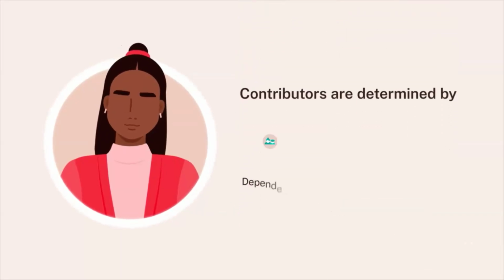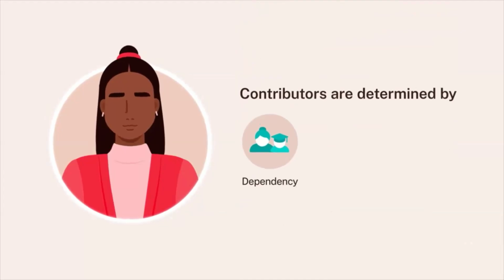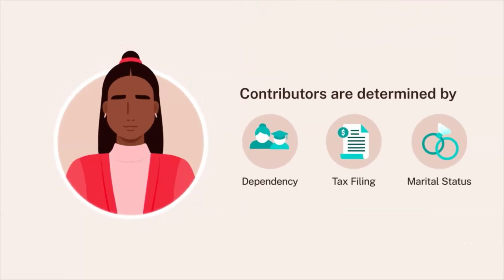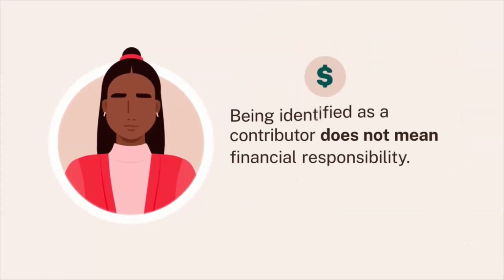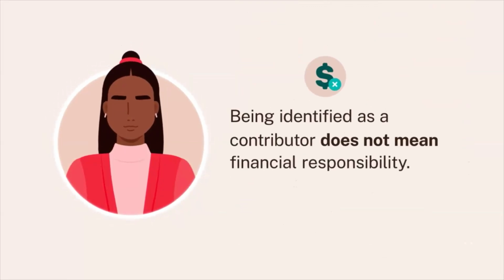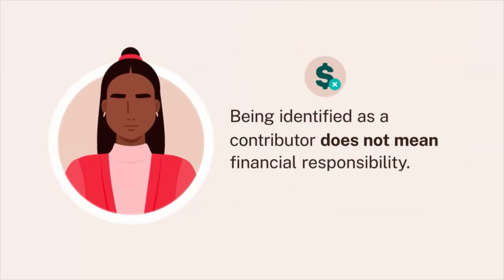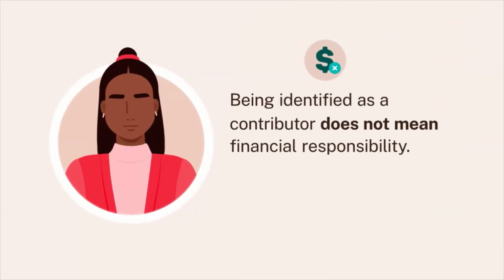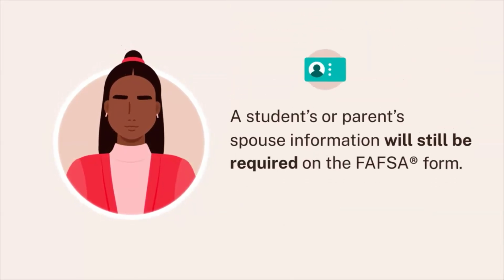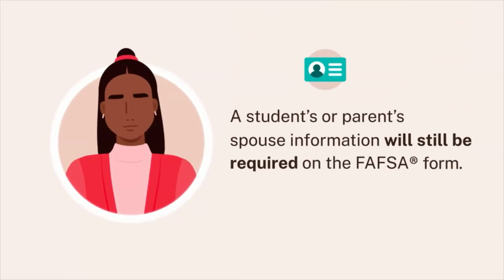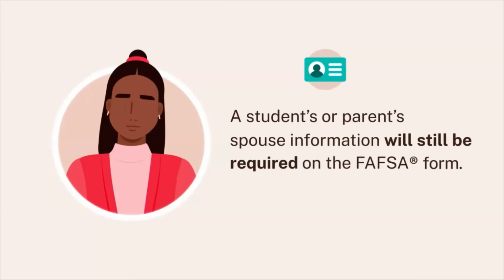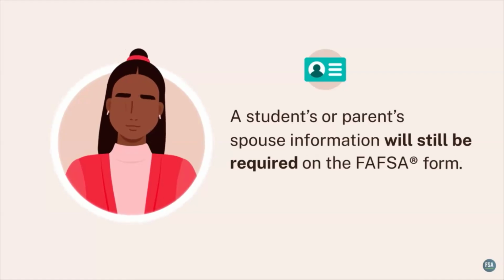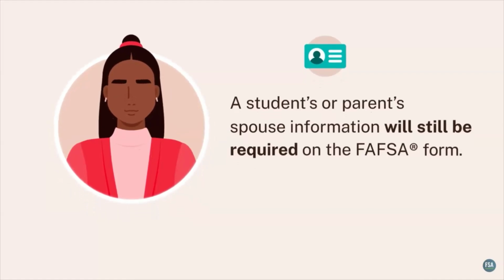The contributors on your FAFSA form are determined by your dependency status, your tax filing status, and your marital status. The information provided by contributors will be used to determine your eligibility for federal student aid, but contributors don't need to worry that they'll be expected to contribute to your school costs. Being identified as a contributor doesn't mean they'll be financially responsible. Even if you or your parent's spouse isn't identified as a contributor, their information, including personal and financial details, will still be required on the FAFSA form if they are currently married and not separated or divorced.